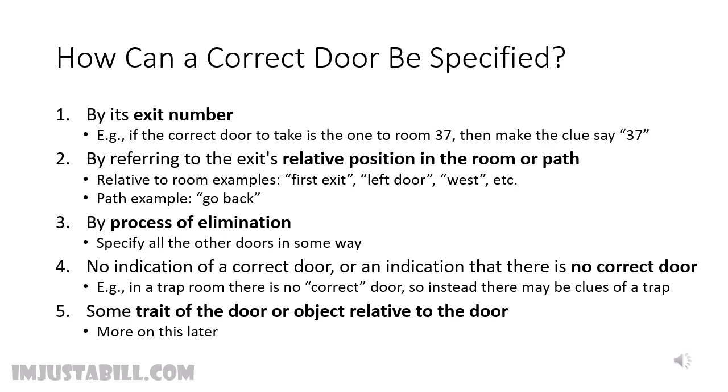And another thing that might happen, number 4, there might not be an indication of a correct door at all, or maybe there's an indication that there is no correct door. And what I'm talking about here specifically is with the trap rooms. As I did mention in my commentary on trap rooms, in a lot of trap rooms, there seems to be an indication that you are in a trap, in which case there is not a correct door, but there is some clue in there saying that there are no correct doors because you're trapped.